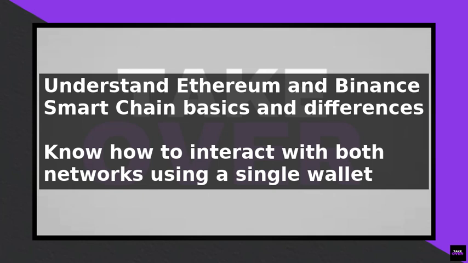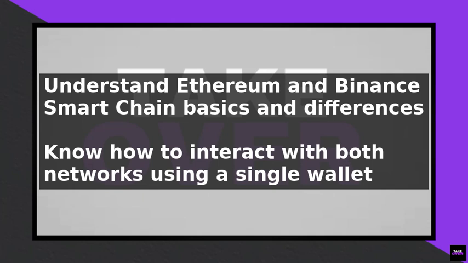The first step is to set up a wallet that supports both Ethereum and Binance Smart Chain. MetaMask is a popular choice, as it allows you to interact with both networks. Download and install the MetaMask extension on your browser. Then create a new wallet and make sure to save your seed phrase.